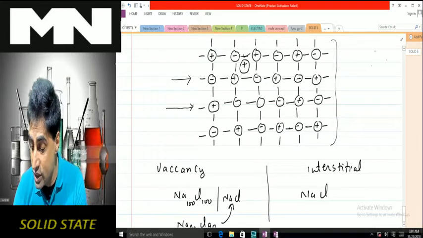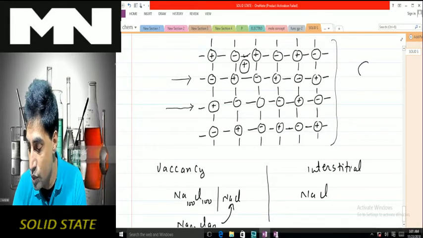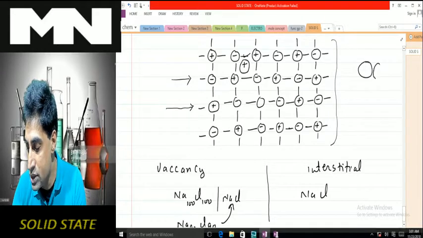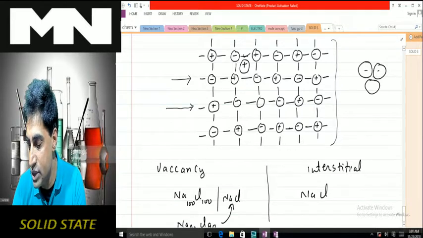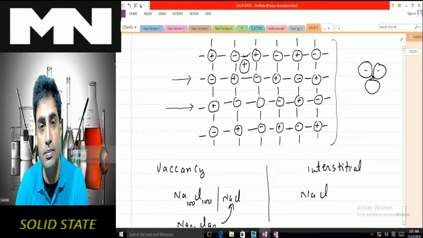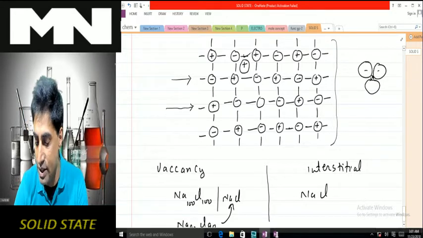Because what you are noticing here, suppose this is one of the anions, this is another anion, and this is the third anion. Between these anions, you will see this vacant space. The cation is occupying this vacant space. This is what is happening here.